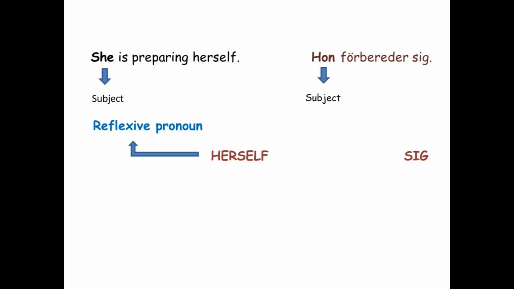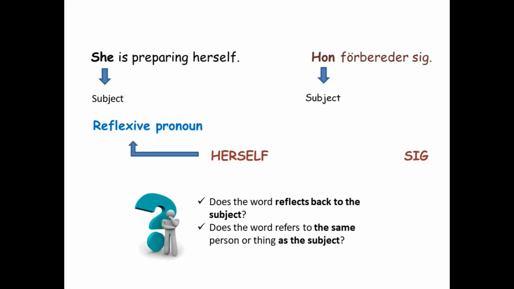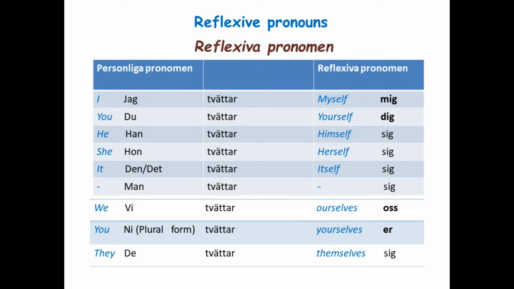To identify the right reflexive pronoun in a sentence or a clause, you can think about, does the word reflect back to the subject? Or does the word refer to the same person or thing as the subject? If the answer is yes, then that must be the right reflexive pronoun. The following are examples of reflexive pronouns or reflexiva pronomen.